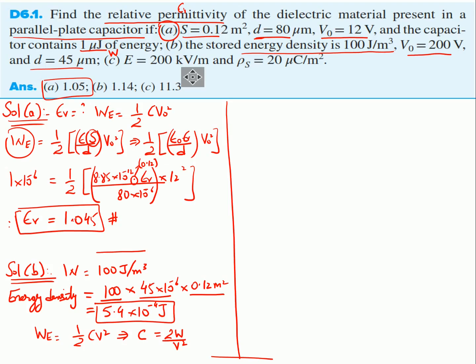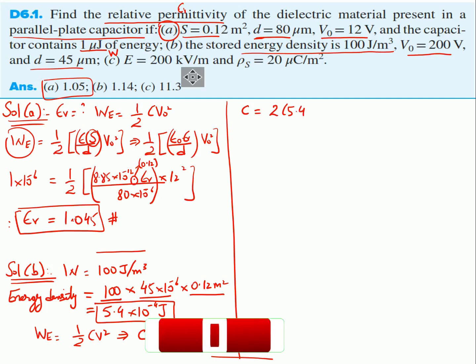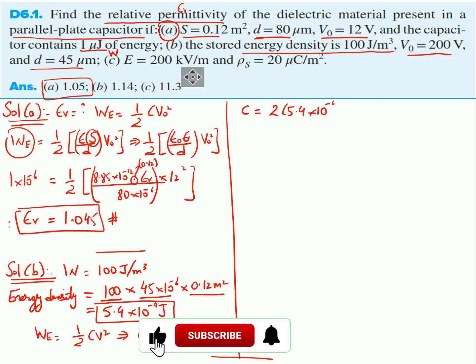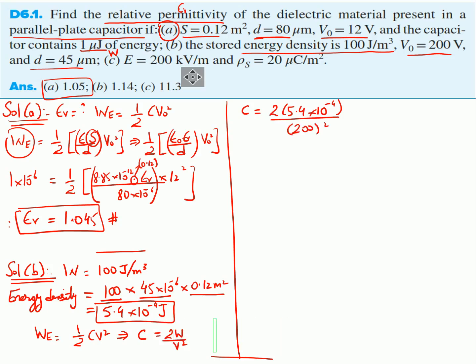So it is going to be C equals 2 into 5.4 into 10 raised to power minus 4, and then you divide it by potential difference 200 whole square, and this comes out to be 27 into 10 raised to power minus 9 farad. So this is the capacitance value.